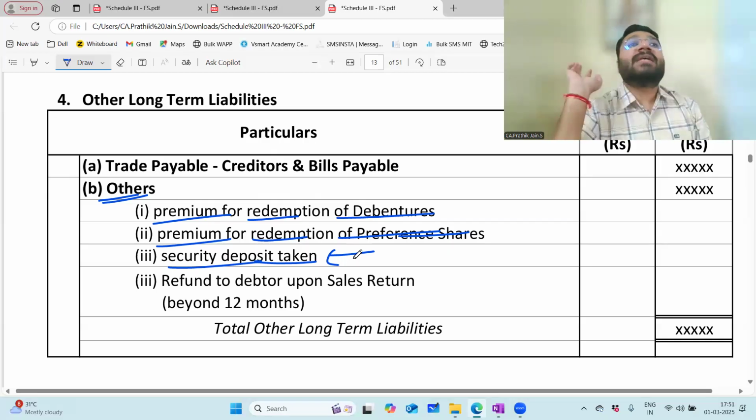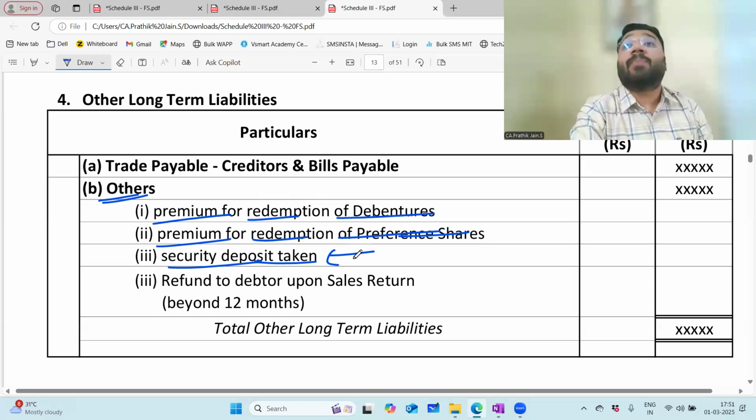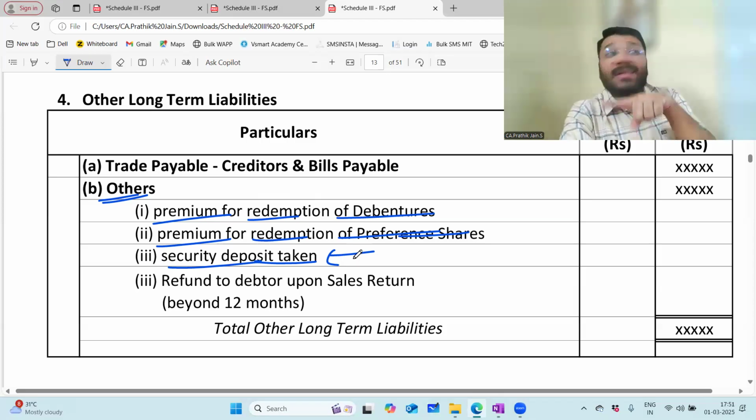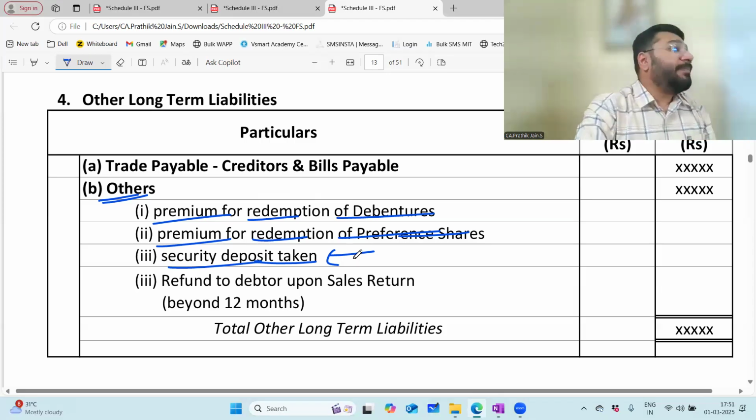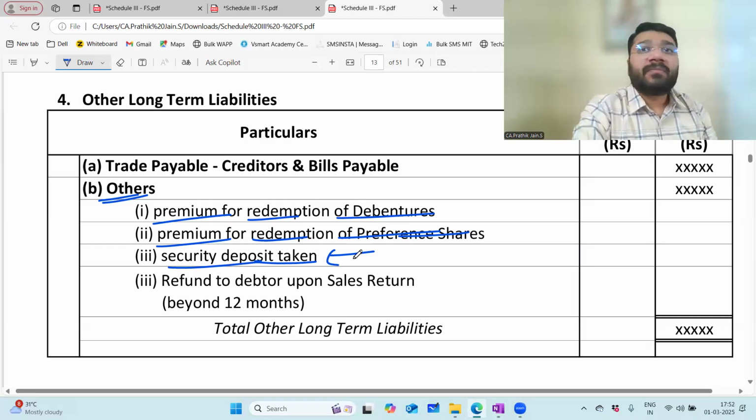For that, they charge a security deposit. That is for the phone, and for providing the connection, they'll charge a security deposit. Who has to pay the deposit? The consumer. The customer has to pay the deposit to whom? The BSNL company, who's the telephone operator.